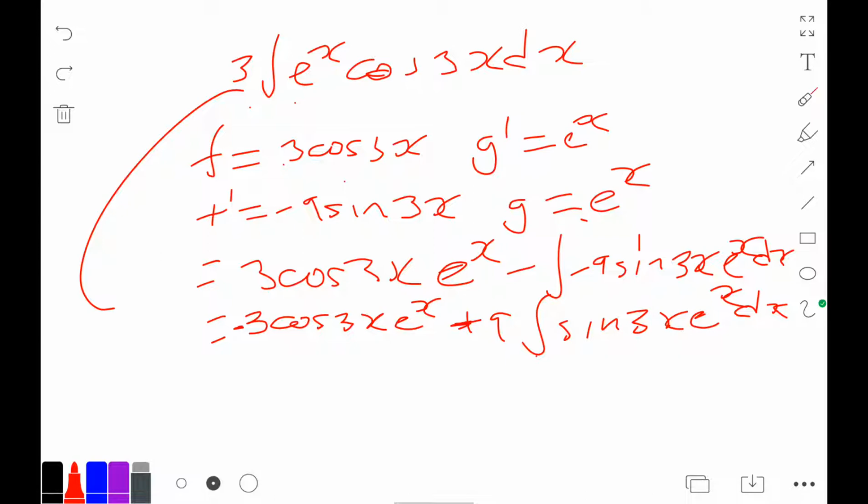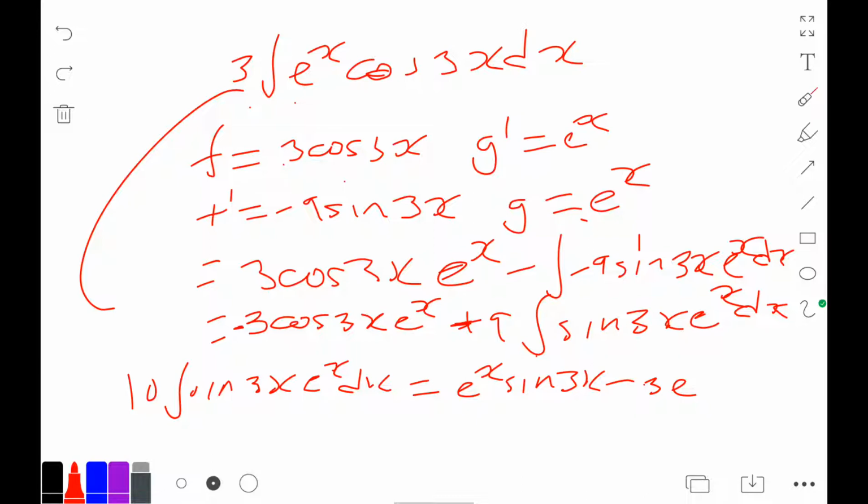So now when we take this one, it's going to be 10. This side we're going to have 10 sine 3x e to the power x dx, which is equal to e to the power x sine 3x minus 3 e to the power x cos 3x. Then we divide everything by 10.